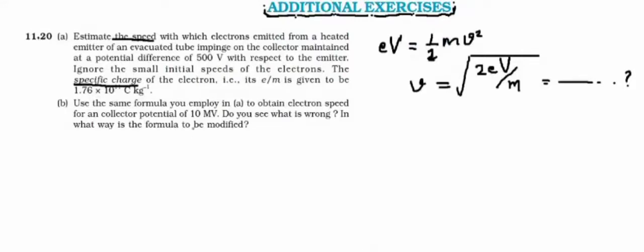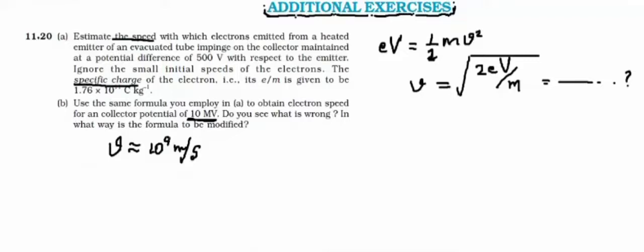to obtain the speed of the electron when it is accelerated through a potential difference of 10 megavolt, 10 into 10 power 6 volt. So here again you use the same formula, v is equal to under root 2eV by m. Then you will get an answer in the order of 10 power 9 meter per second.